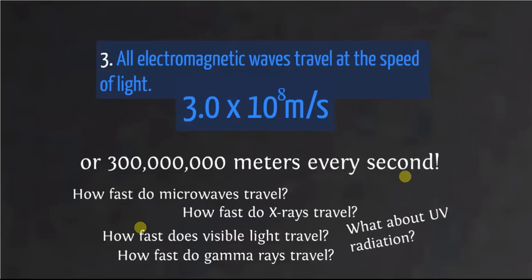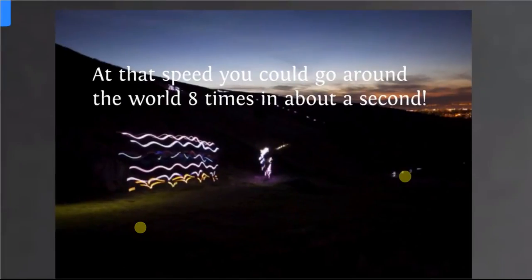What about visible light? What about colors? What if I had a color flashlight and I was flashing it across the room, and then somebody had a clear flashlight that was just white and they were flashing it? How fast would those two go? And the answer is they all travel at the speed of light. What about UV radiation? How fast does it travel? If you said it travels at the speed of light, you would have been right.